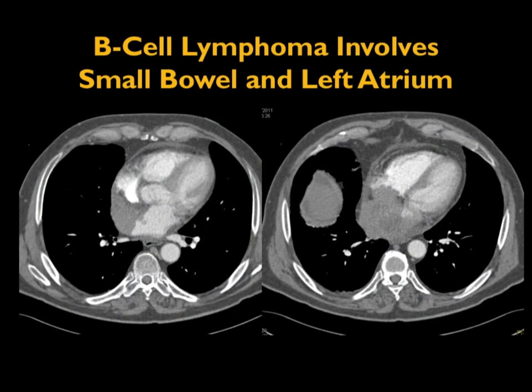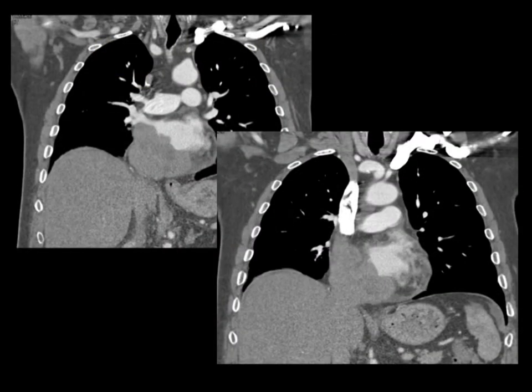I mentioned AIDS is one of the conditions, and we saw a lot of lymphoma when the AIDS epidemic was way up there. But here's a patient with chest pain, abdominal pain. We were looking for dissection. Look at this mass involving the left atrium and right atrium. That's a tumor. Could be an angiosarcoma, but could be lymphoma.